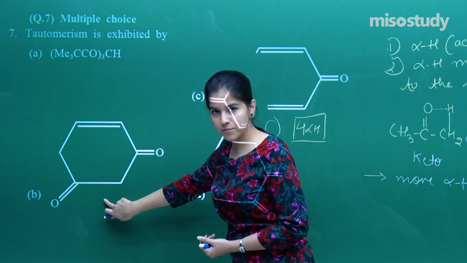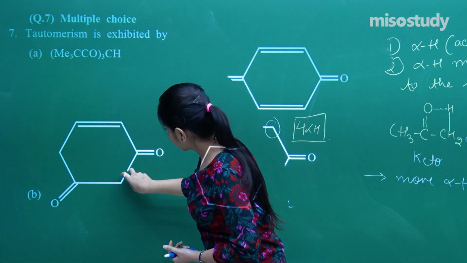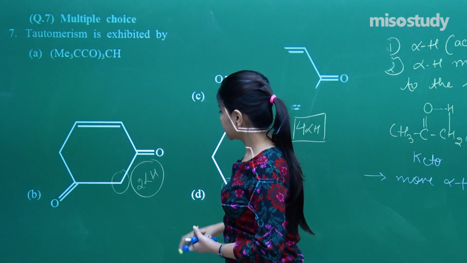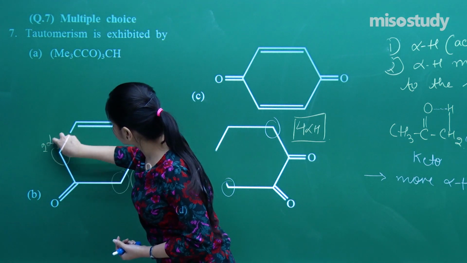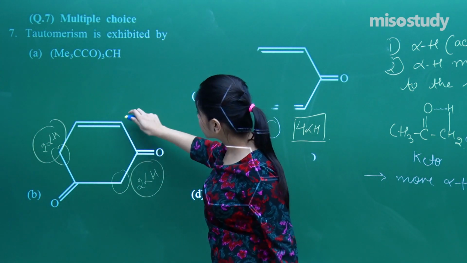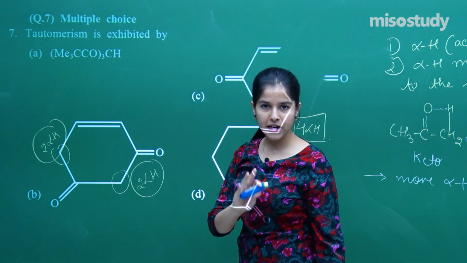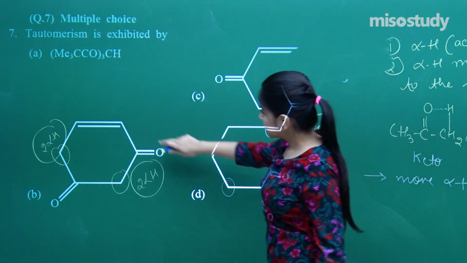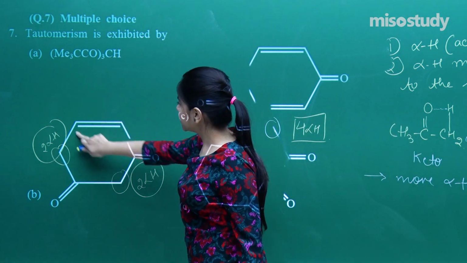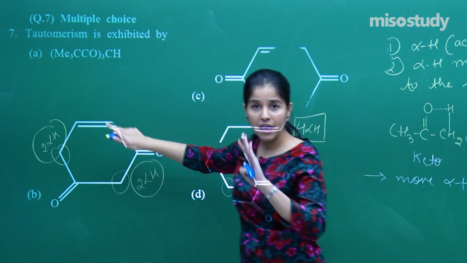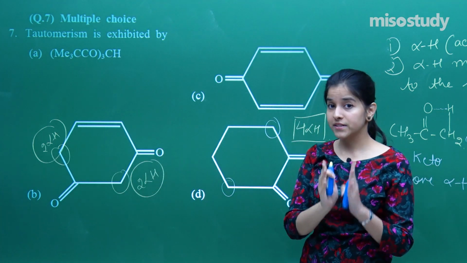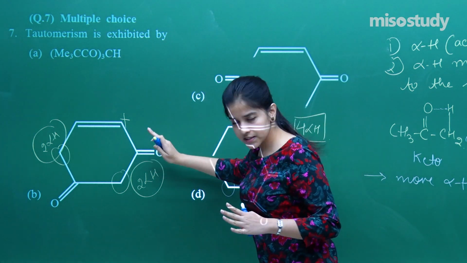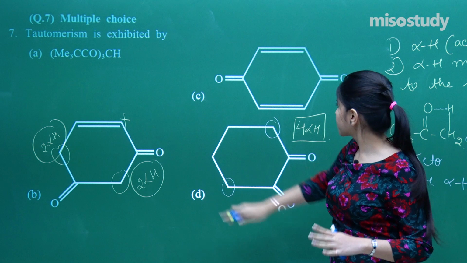If you look at option B, again I have got 2 alpha hydrogens. Here again I have got 2 alpha hydrogens. But over here on this very carbon, I am not considering any alpha hydrogen which will be involved in tautomerism. Why? Because in this very carbon, the carbon is attached with a double bond. We need not have this criterion in tautomerism. I hope that is clear to you. So I am not considering this very carbon, but yes, tautomerism is actually exhibited by this molecule.